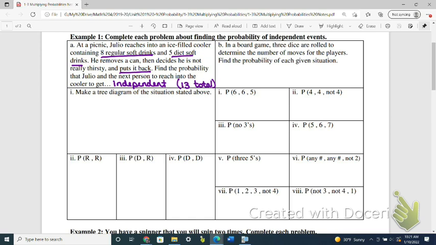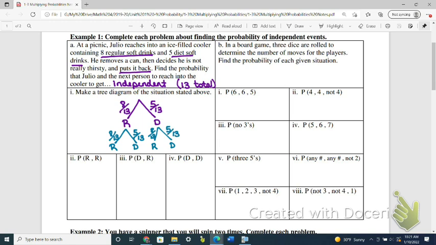So first we're going to make a tree diagram. Here's Julio. He picks either regular or diet. So he has an 8 out of 13 chance of picking regular, 5 out of 13 chance of picking diet. Decides he's not thirsty, he puts it back. So the next person chooses either regular or diet. And again, since he put it back, it's 8 out of 13 and 5 out of 13. The probabilities did not change.